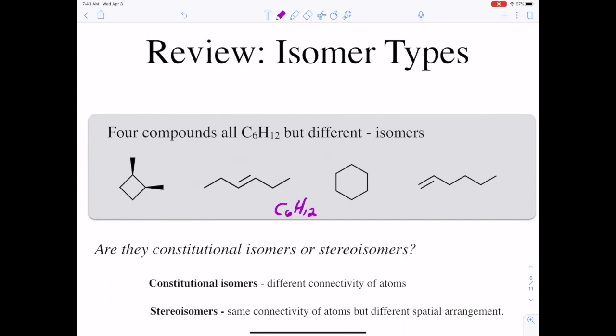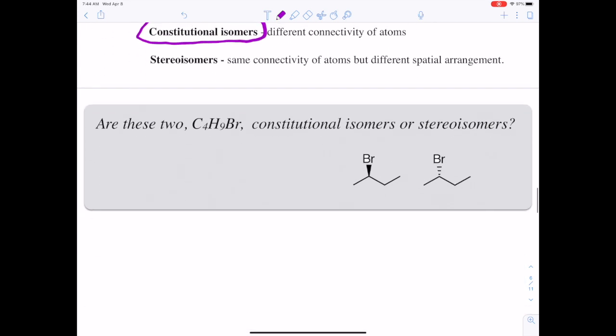Now these are all constitutional isomers of one another. They all have the same molecular formula, but they are arranged differently. The connectivity of atoms. We have a 6-membered cycloalkane. We have a 4-membered cycloalkane with 2 methyl groups. We have 2 6-carbon alkenes, straight chain alkenes, but the location of the double bond is different in the chain. So those are all constitutional isomers.